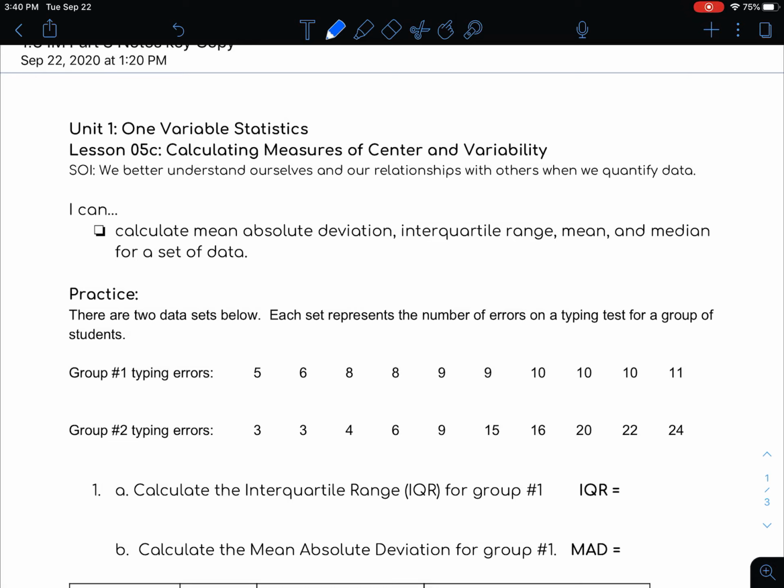Now that we have learned a little bit about two types of variability, we're going to do a little bit more practice with the second one that we learned in the previous lesson, called the mean absolute deviation, also known as the MAD. And again, this is a measure of variability, how changeable a data set is, how consistent or inconsistent it is. The more variable, the less consistent it is.